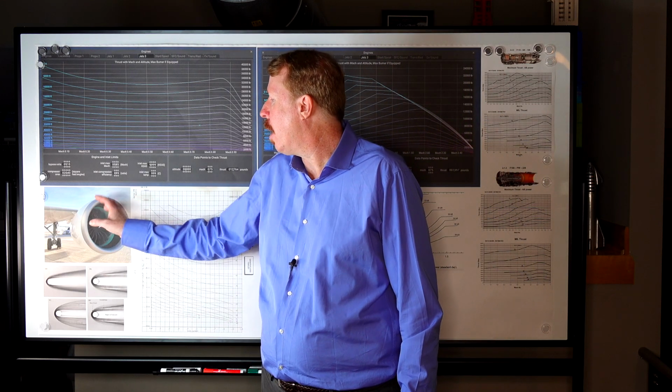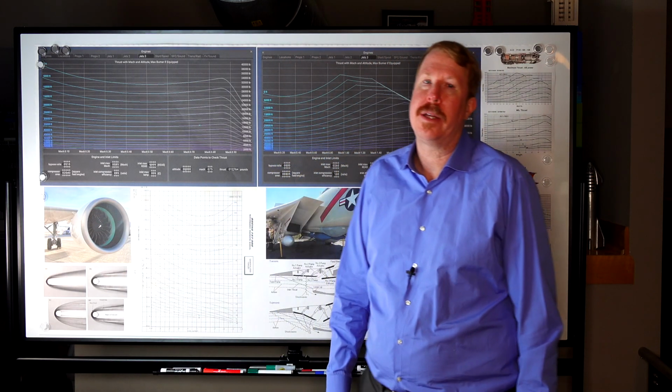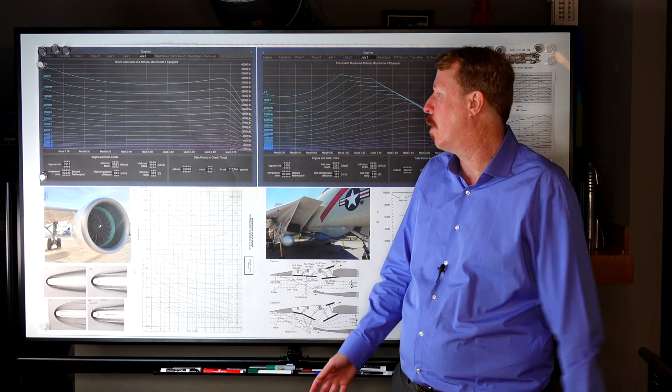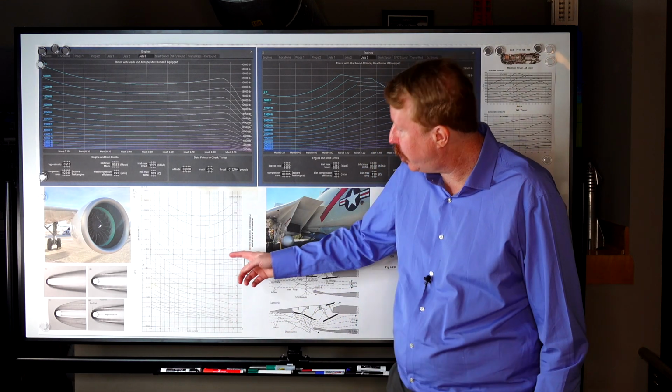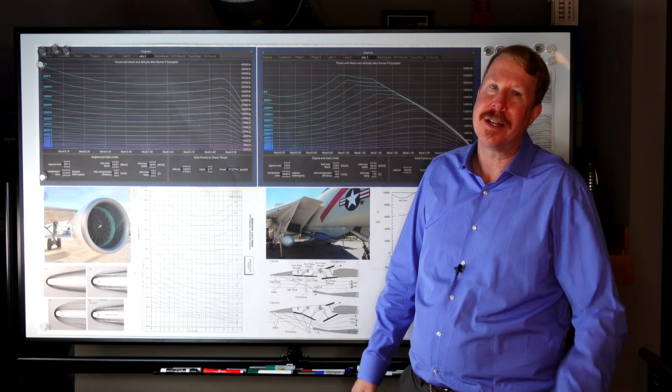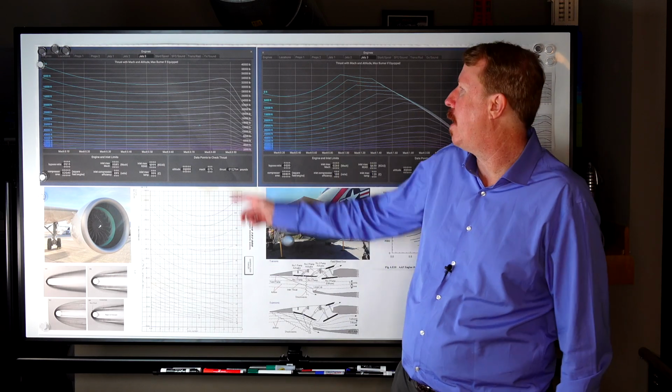And so the shock waves will start building up on this inlet as it approaches the speed of sound, and the thrust will absolutely fall apart. They don't show that on this chart because they don't go that fast, because nobody's going to fly a 737 that fast.